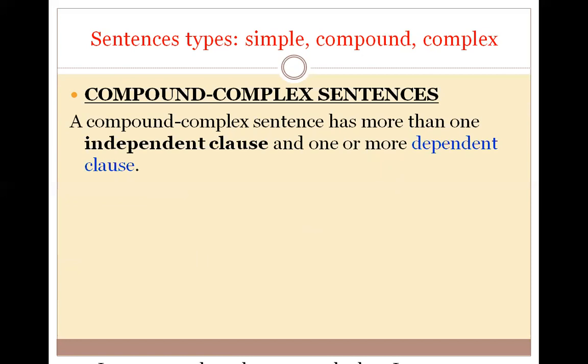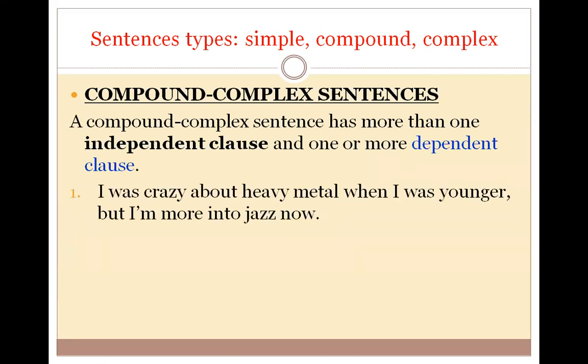Now how? See, I was crazy about heavy metal when I was younger, but I'm more into jazz now. Now, I'm crazy about heavy metal. You can easily understand this is an independent clause. When I was younger. Now this sounds incomplete, so it's depending on the sentence. But I'm more into jazz now. Again, dependent clauses. So you see, two dependent and one independent. It makes a compound complex sentence.